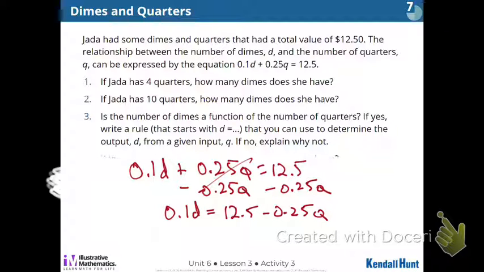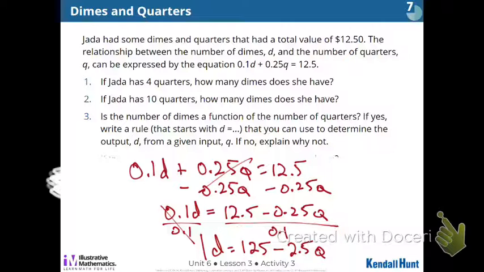Now, how am I going to get rid of that 0.1 times the dime, though? Because I would just want number of dimes, not 10 cents per dime. How do I get rid of that times 0.1? Divide it. I'm going to divide by 0.1, which is the same thing as multiplying by 10. So D equals 125 minus 2.5Q.